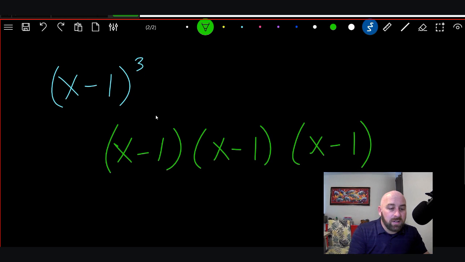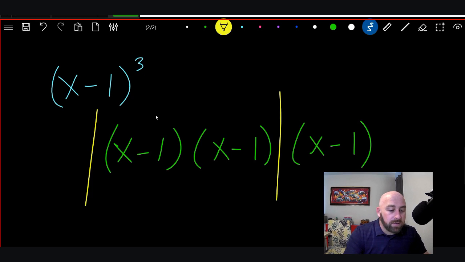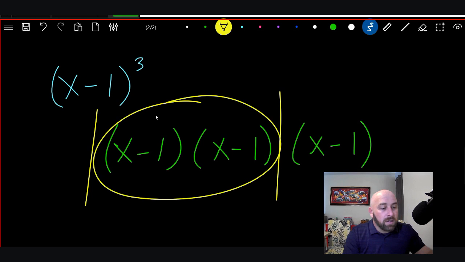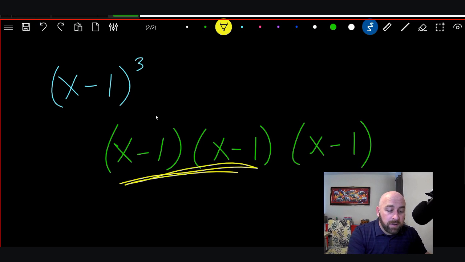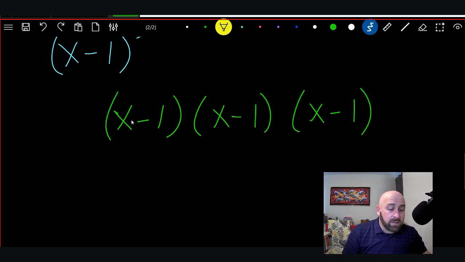Now, let's take a look at this. Let's look at this in pieces right here. Look at this piece right here. What is that? Well, that is a FOIL problem. That's a binomial times a binomial. So we can solve this by FOIL. And we don't even need to FOIL it, do we? Because we know the shortcut. Because this is actually a square right there. That's a binomial squared. So we can just use our little steps there. Do you remember the steps?